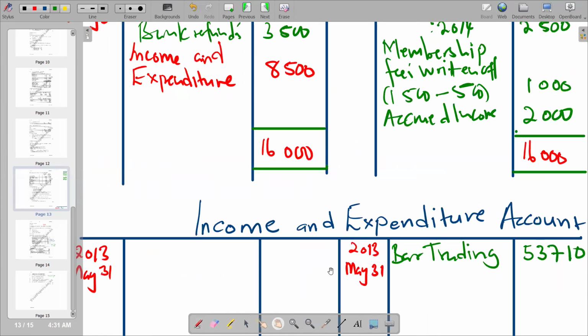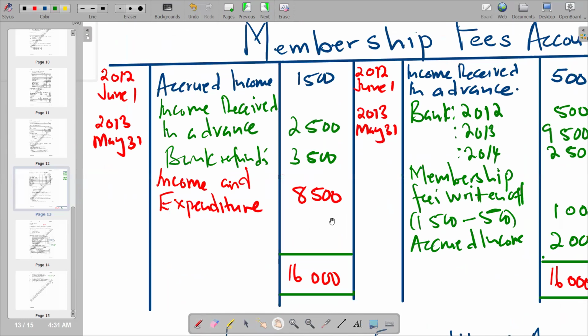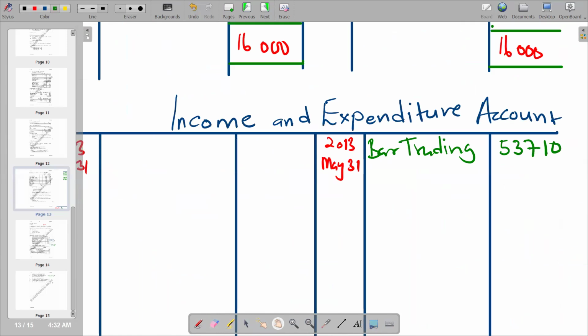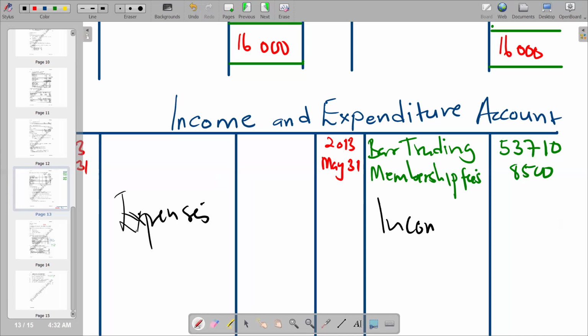53,710. And then we also have another amount from the previous account, which is the membership fees account. We got 8,500. That is supposed to go also to the income and expenditure account, on the credit side. And we are going to say this now represents our membership fees. So with that, we can now identify our debit and our credit of the income and expenditure. All expenses come on the debit side. Like the budget, this one is an income, and membership fees again is an income. That's why you're seeing them there. So let's take note of that.